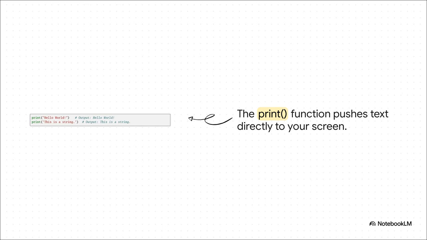The print function is how Python pushes text, variables, or the results of math operations directly to your screen. For example, enclosing words in quotes inside the parentheses, like print("hello world"), outputs that exact string of text to the console. It might seem basic, but it is absolutely crucial. It's going to be your primary diagnostic tool when you want to see what's happening inside your program.